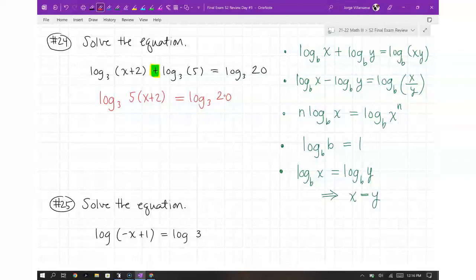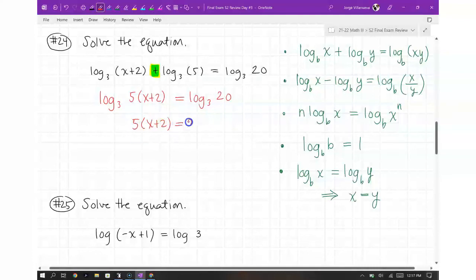Now, I'm on the last property right now. You see I have a log base 3 equal to a log base 3? That means I can get the inside parts and put them equal to each other. So this is 5 times x plus 2 equal to 20.